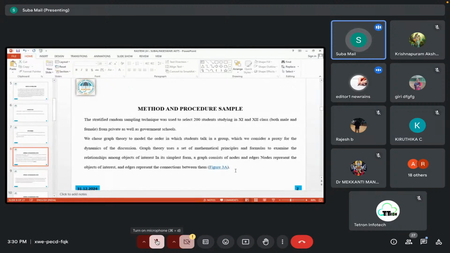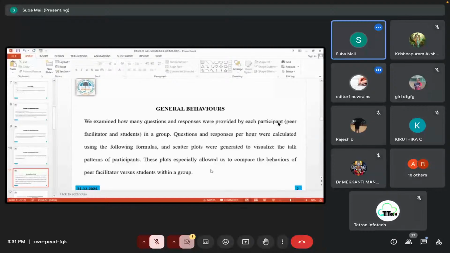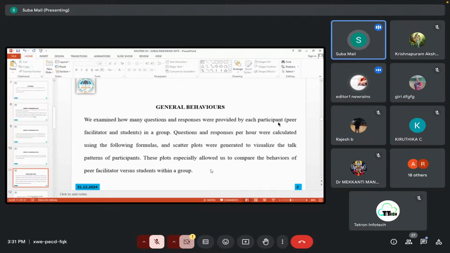Methods and procedure, samples. The stratified random sampling technique was used in the selection of 200 students studying in 11th standard and 12th standard classes, both male and female, from private as well as government schools. We chose a graph theory model, the order in which the students talk in a group, which was considered a proxy for the dynamics of the discussion. Graph theory uses a set of mathematical principles and formulas to examine the relationships among objects of interest. It is simplest to form a graph consisting of nodes and edges. These plots especially allowed us to compare the behaviors of the peer facilitator versus students within the group.